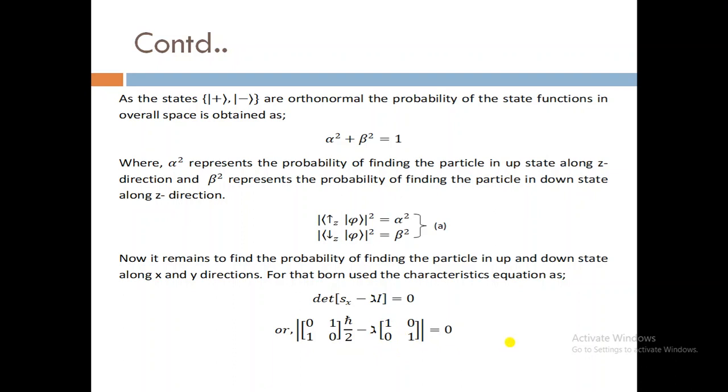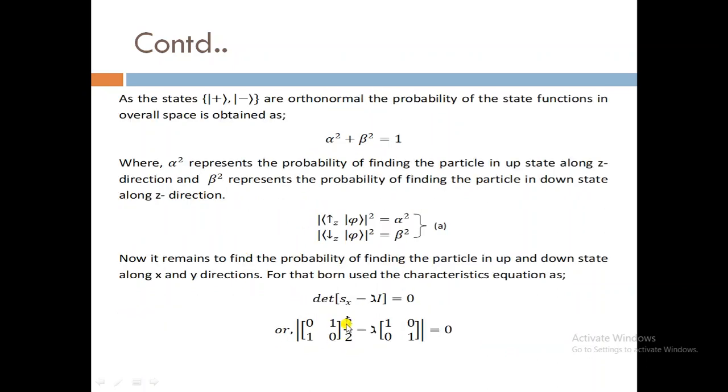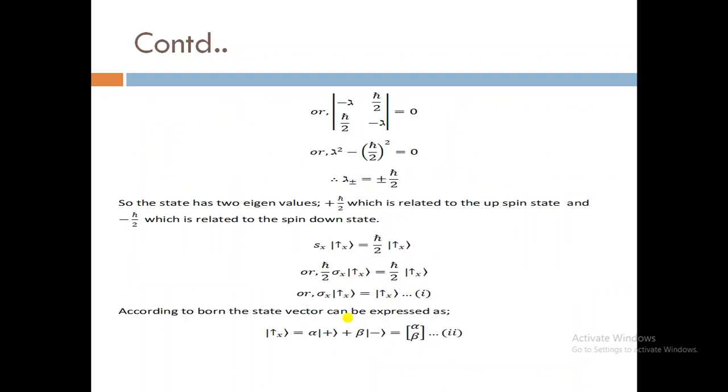On simplifying this, what will we get? h cut by 2 into 0, 0 minus lambda into 1 minus lambda, and here h cut by 2 into 1, h cut by 2 minus lambda, h cut by 2 minus lambda, right? Minus lambda, h cut by 2, h cut by 2, minus lambda equal to 0. That is the determinant as it is. On finding the determinant, what do we have to do? We have to multiply this and this, minus this into this, so minus lambda into minus lambda, plus lambda square, minus h cut by 2 into h cut by 2, h cut by 2 whole square, equal to 0.